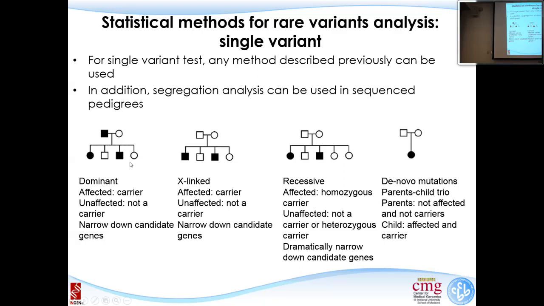For example, for dominant and X-linked, you check whether these people carry a rare variant or not. If both affected people carry the same rare variant, and the unaffected people do not, you can say this is your candidate variant or candidate gene. It can narrow down your candidate gene list, but not that much. For recessive, it is a totally different story. A recessive Mendelian disease requires a homozygous carrier, so you have to have two copies of the minor allele. Because the variants are rare, the chance is very small, so this can dramatically narrow down your candidate genes.